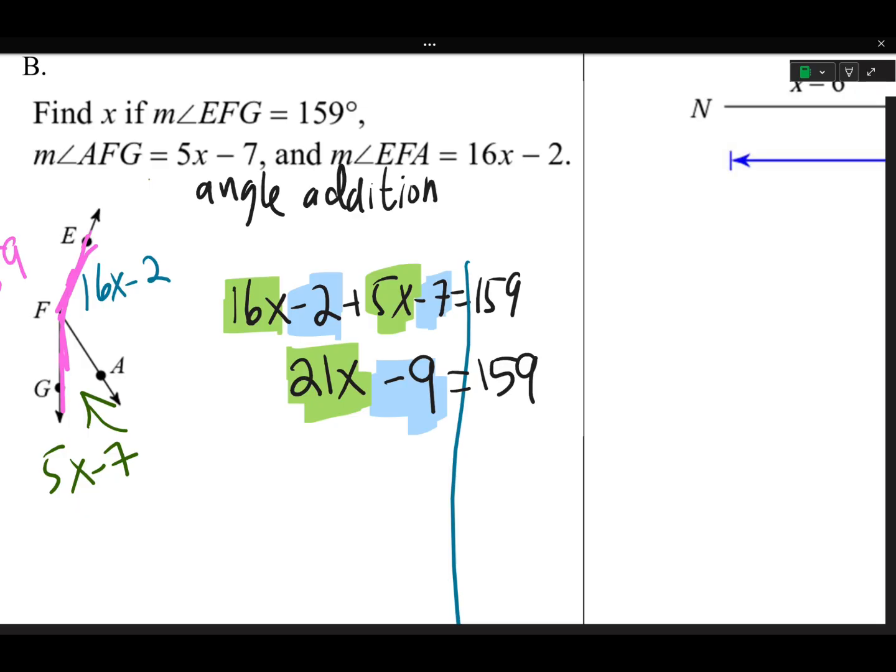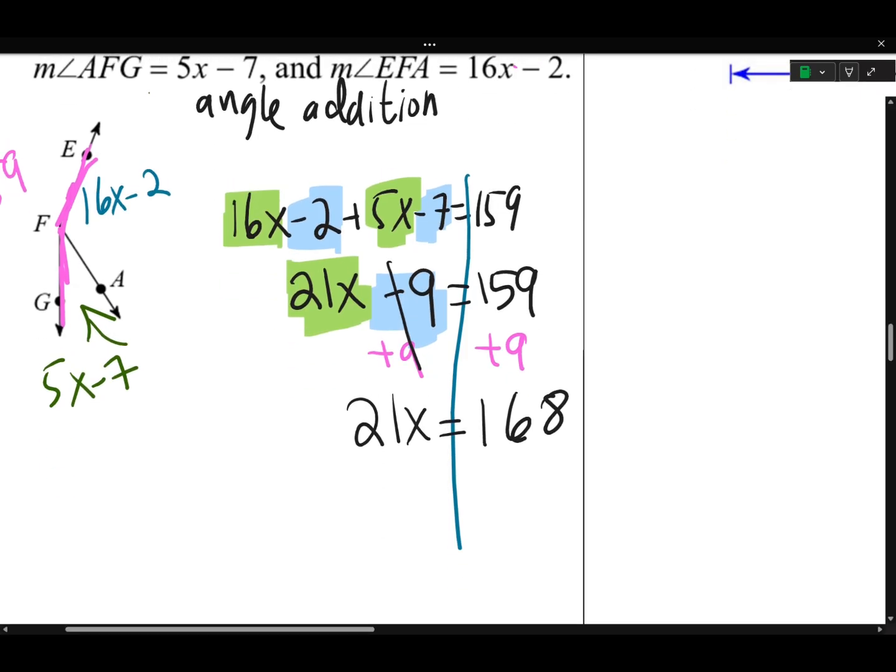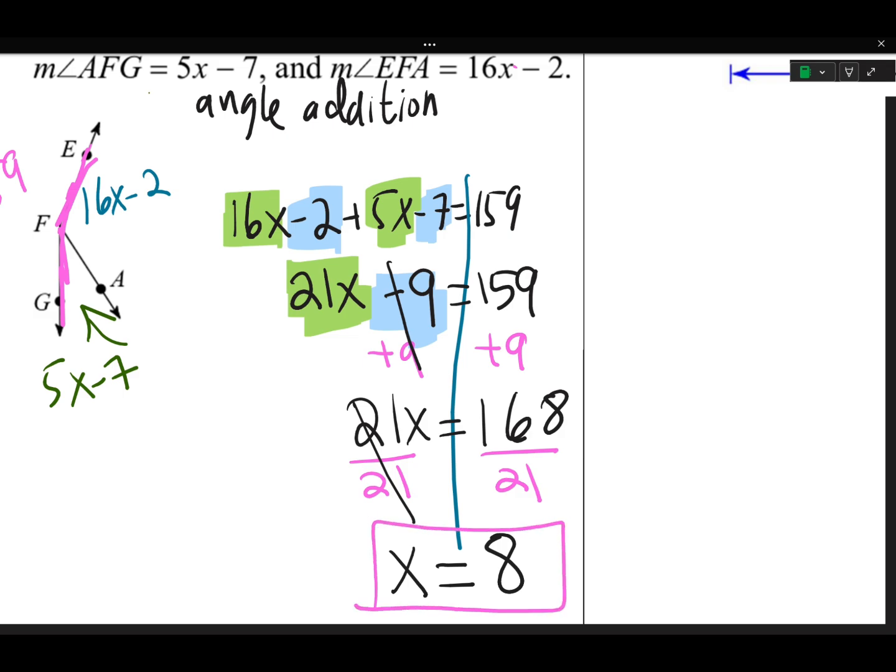Next, let's add 9 to both sides. We're doing this to undo the minus 9. On the left, plus 9 minus 9 cancel, and I only have 21x remaining. On the right, 159 plus 9 is 168. To finish up this problem, we're going to divide both sides by 21 because that's the number next to x. 21 divided by 21 is 1. Perfect, we just wanted a singular x. And 168 divided by 21 is 8. Perfect.